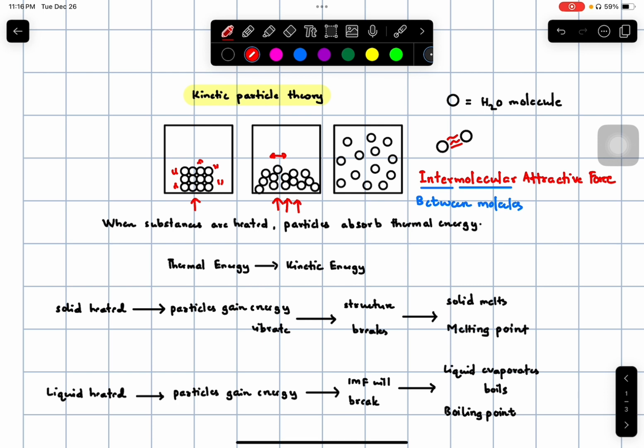And because of heating, that intermolecular force will start to break away. That's when the liquid will become a gas and the particles will start to move away in different directions at different speeds, just like we're seeing in the gas diagram here.